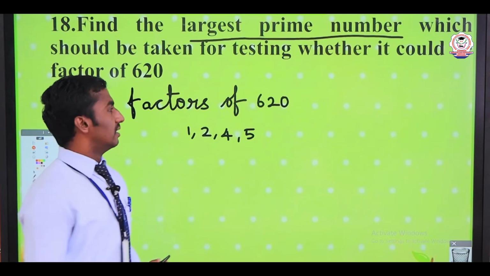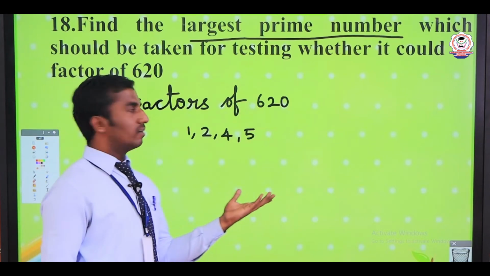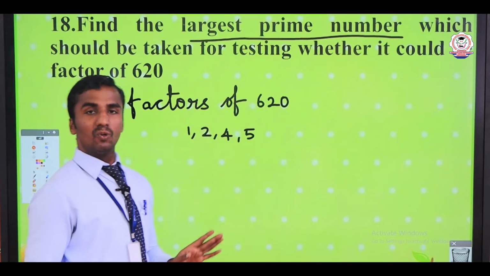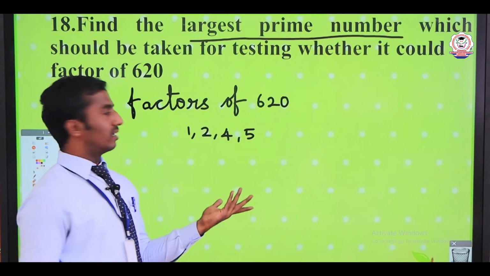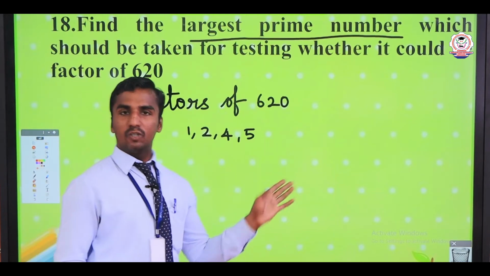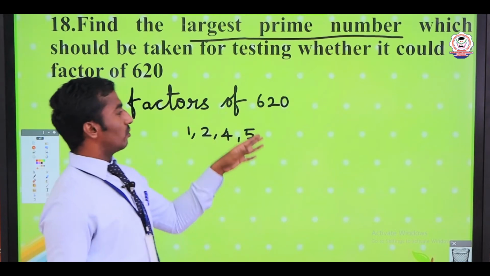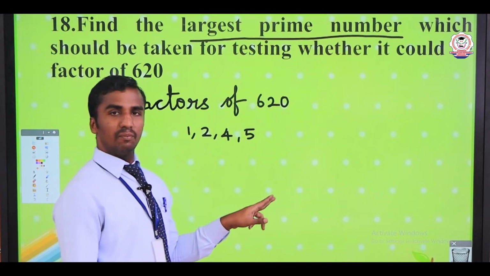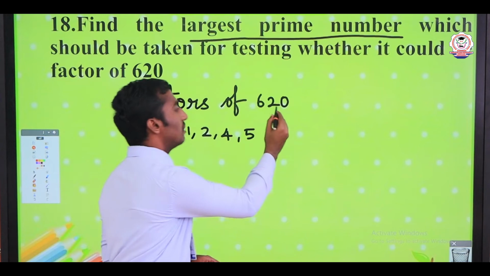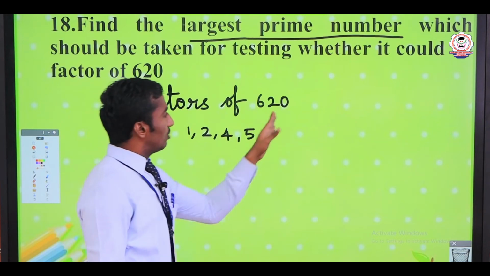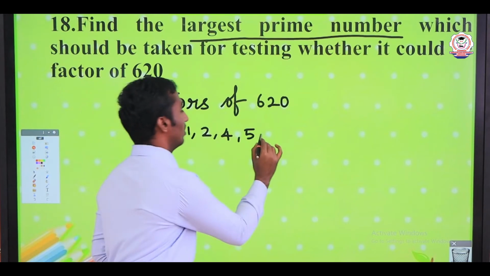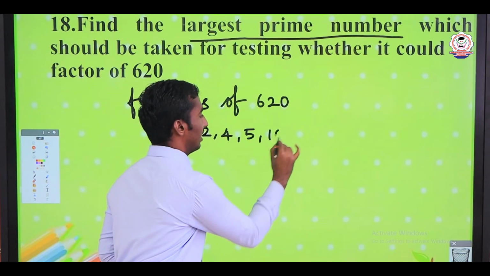Next is 7. 620 is not divisible by 7 because 7 nines are 63 and here we have only 62. Next, 9 also is not divisible. Next, 10. Divisible by 10 means the ones place must be 0. Here the unit place is 0, so 620 is divisible by 10.